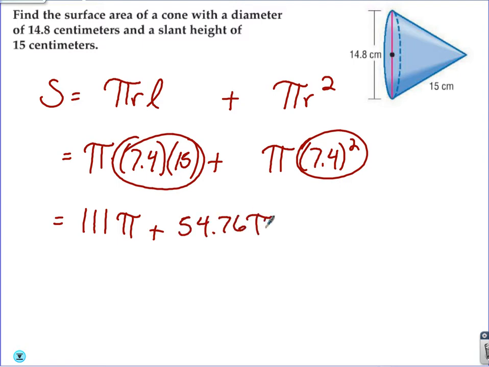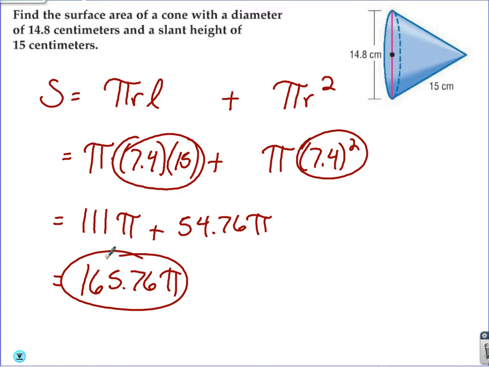54.76 pi's. You see it's still exact. We've not rounded anything. Add the two pi's together, you get 165.76 pi. Nothing is rounded there. I can use my equal signs. And that's in centimeters squared.